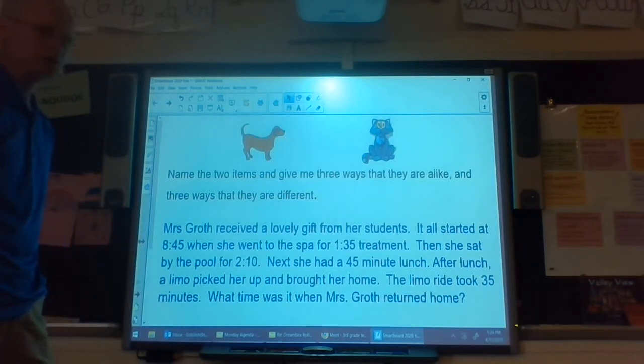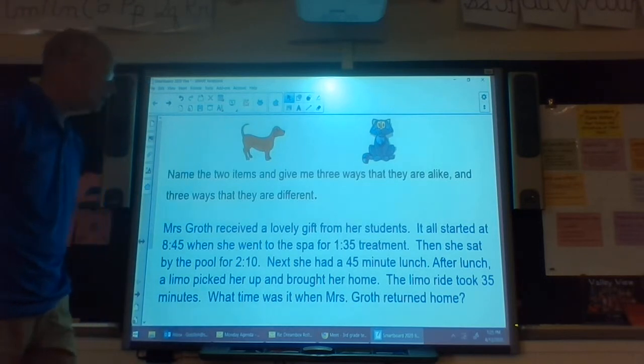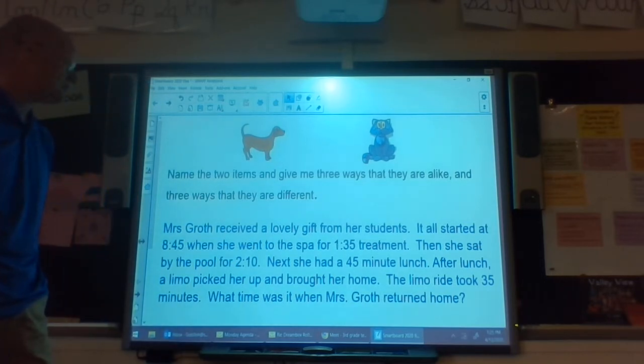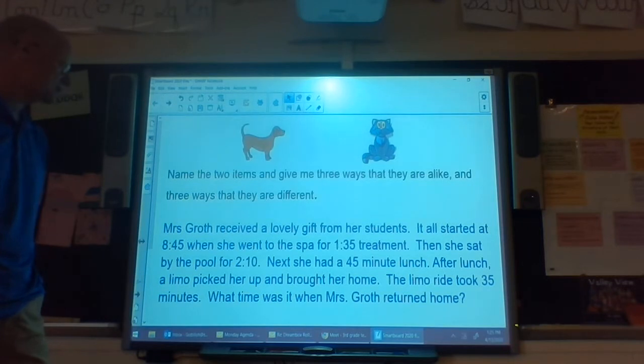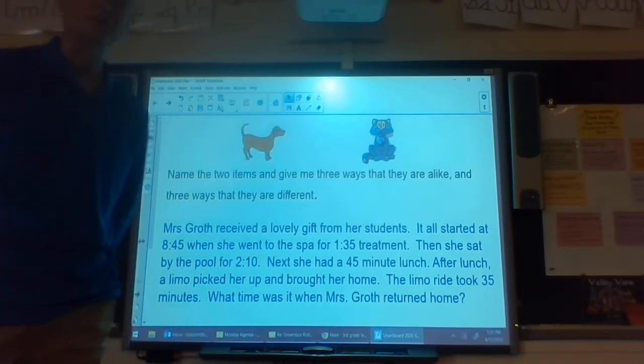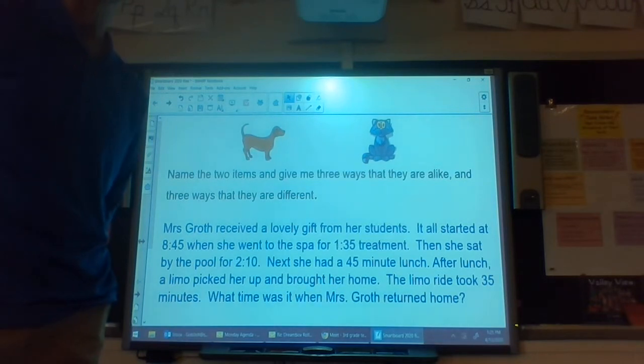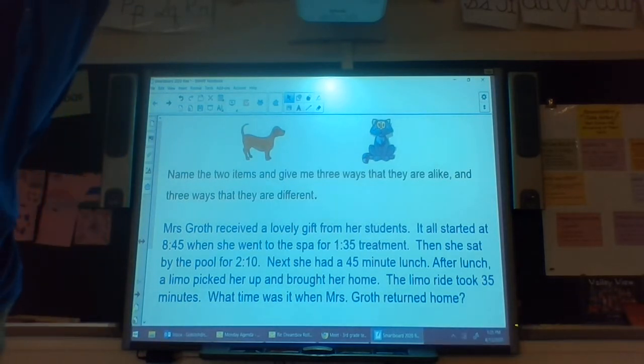The second problem is a word problem, and it's Mrs. Groth received a lovely gift from her students. It all started at 8:45 when she went to the spa for an hour and 35-minute treatment. Then she sat by the pool for 2 hours and 10 minutes. Next, she had a 45-minute lunch. After lunch, a limo picked her up and brought her home. The limo ride took 35 minutes. What time was it when Mrs. Groth returned home? Why don't you pause your computer and work on this, and we'll get back to the answers in a minute.